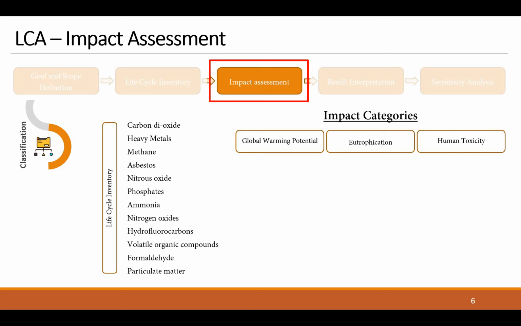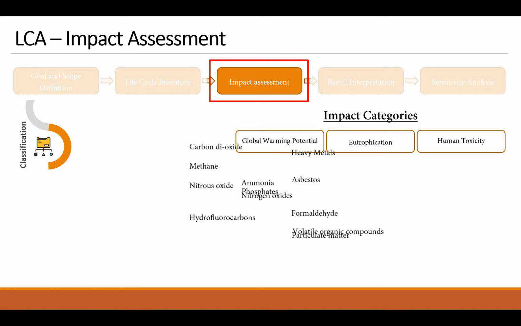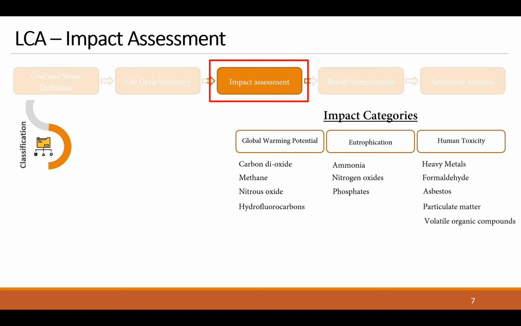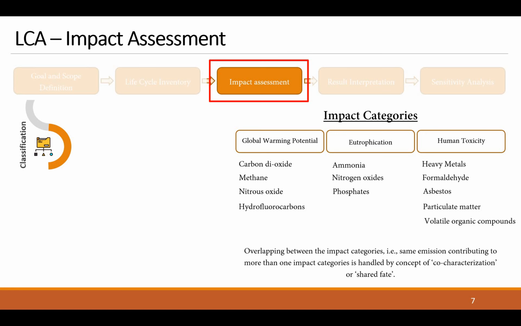So we might have data for gases, data for water emissions, data that harm the humans, and human health is suffered. So we would categorize all of this data in separate impact categories. This stage is called classification. Once the classification is done, we would go for the characterization.